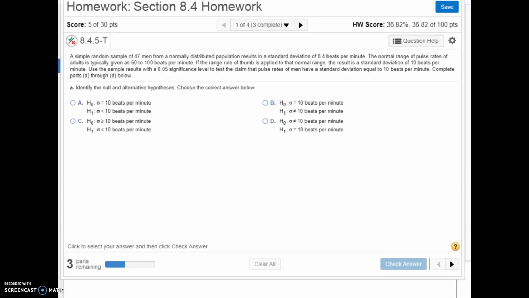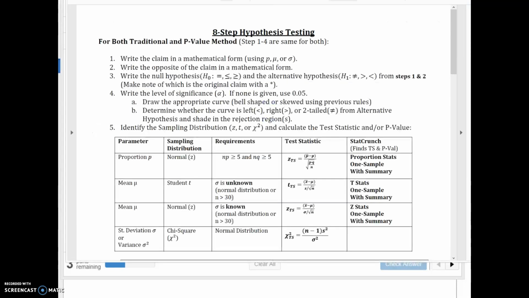In this section, we're talking about hypothesis testing for standard deviations. So you're going to have to use the chi-squared test statistic. And if you look at your chart here, we're doing standard deviation. If you look over at the last row or last column, there's no StatCrunch steps.